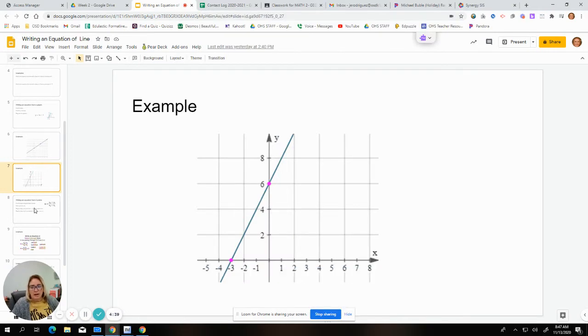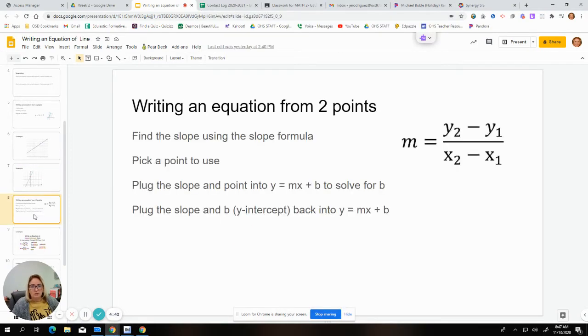So now we're going to talk about the one that's the most difficult, and it's only the most difficult because you have to do some equation solving and there's a little bit more room for error. So we're just going to step by step go through and do this. So this is if you're given 2 points and you need to come up with your equation.